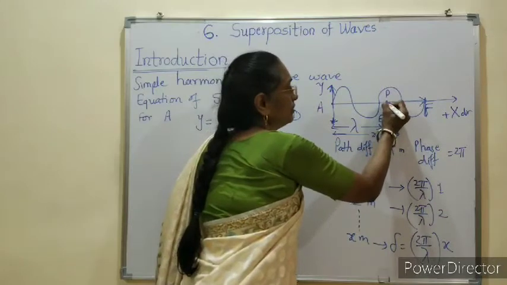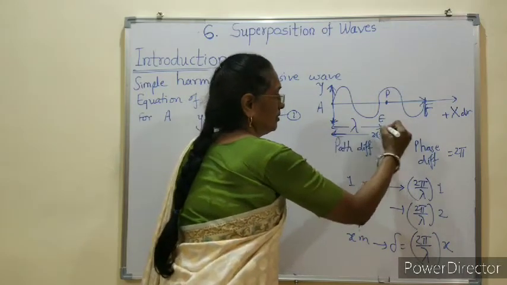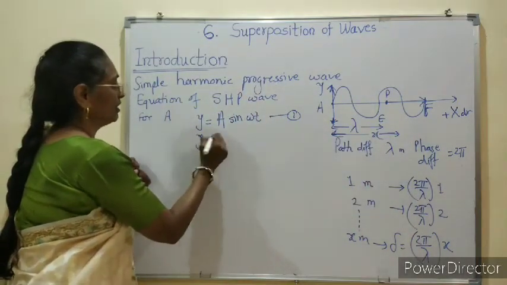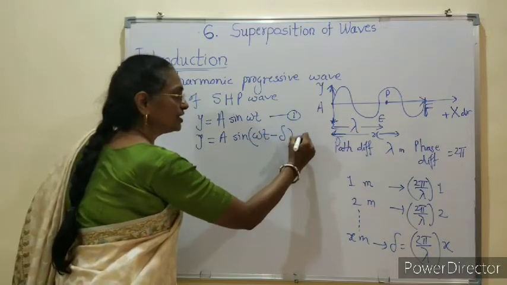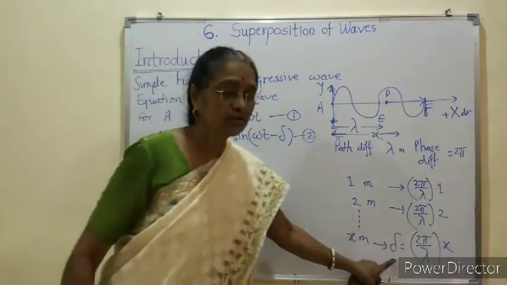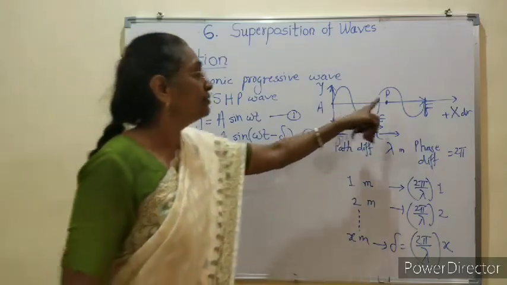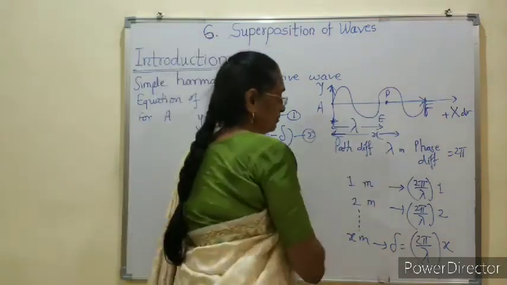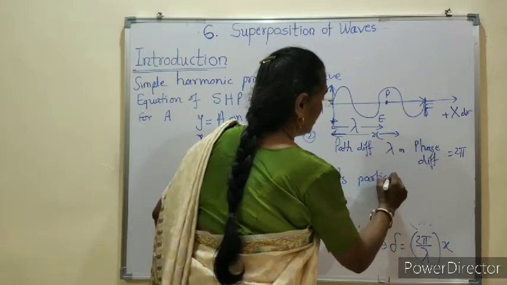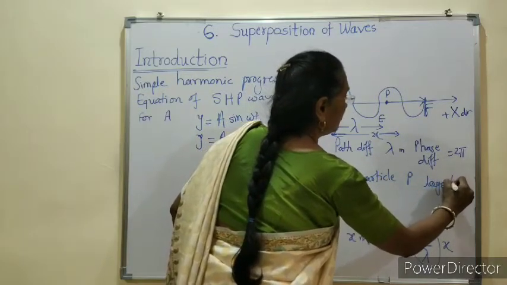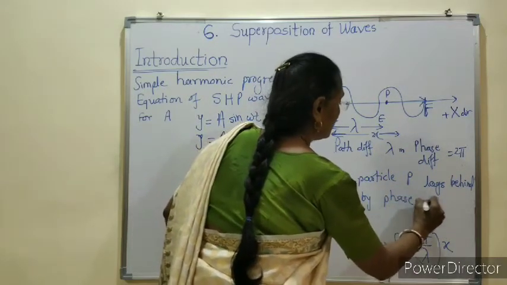Now for the particle P, which is situated at distance x, we write the displacement as y is equal to A sin omega t, but there is a phase difference of delta, therefore we have to write here minus delta, as particle P lags behind A by phase delta.